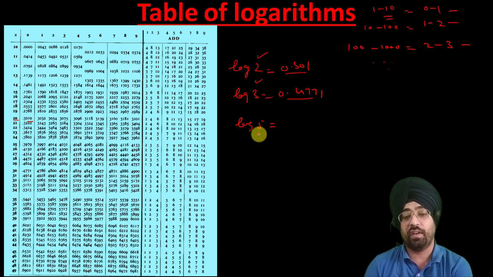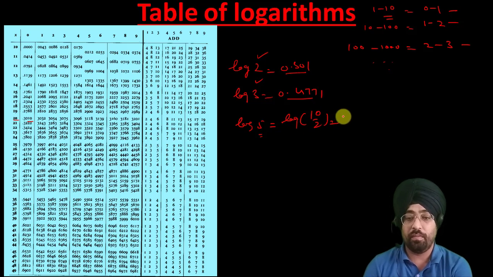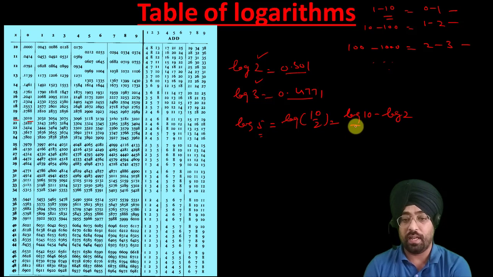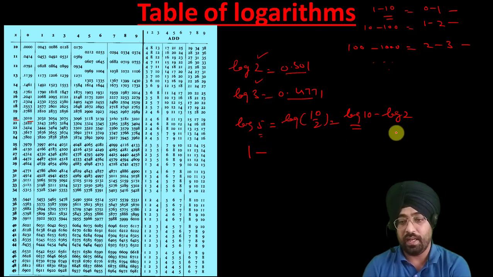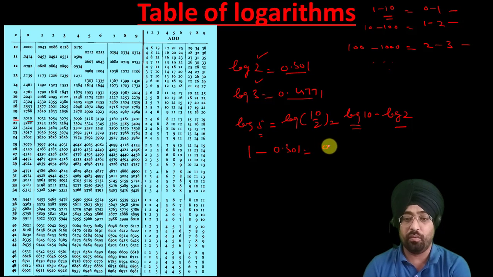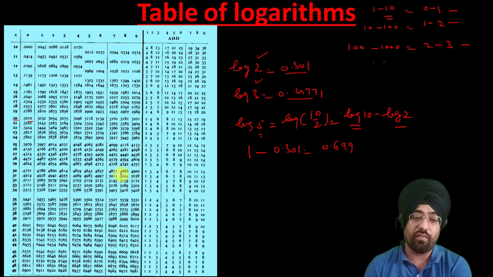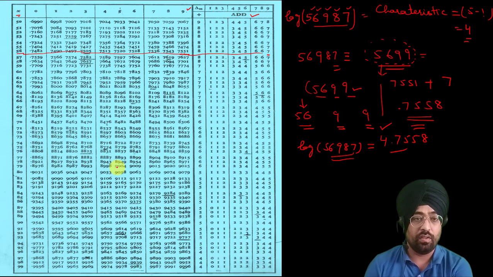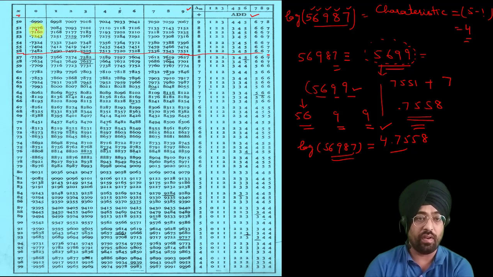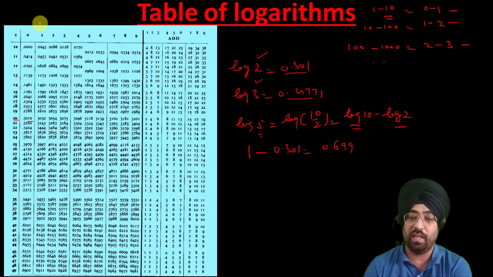Suppose we have to find log 5. Log 5 can be written as log 10 by 2. So it will become log 10 minus log 2. Now log 10 is 1, minus log 2 which is 0.301, so its value will be 0.699. Log 5 will be 0.699. Let us see if we can verify. Yes, you can see here log 5 is 0.699. So without seeing the log table, we have calculated the value.